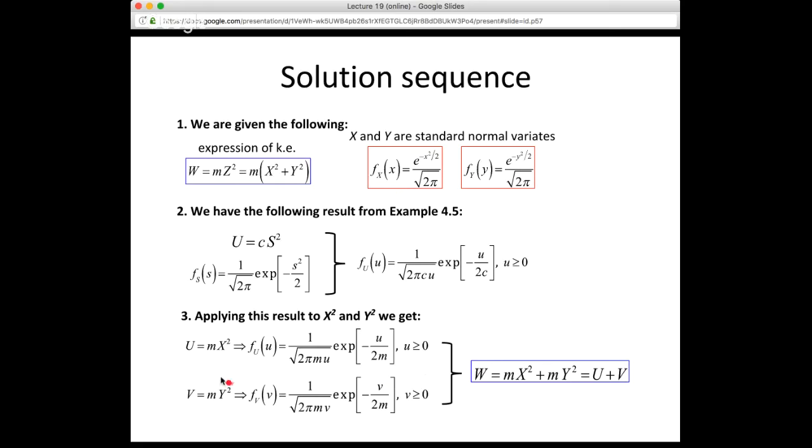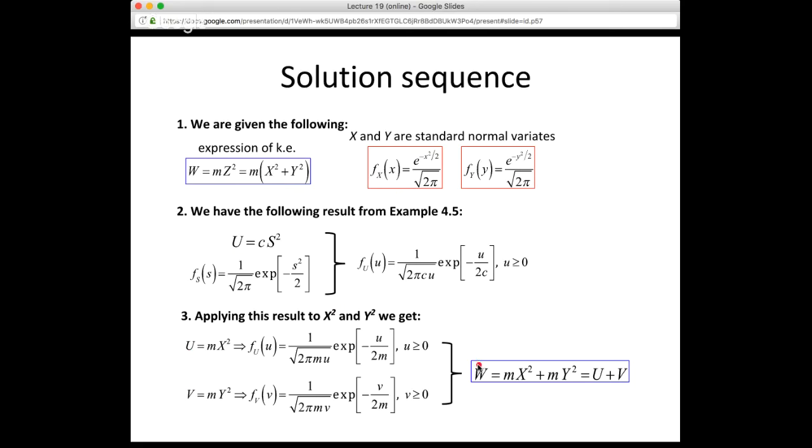And likewise, if we defined v as equal to my squared, so it's the second term in our kinetic energy expression, we know immediately that the PDF for v is just going to be equal to the chi-square distribution with that c replaced with an m, because you can see m here is replacing the c. And so we have derived PDFs right from the get-go for essentially mx squared and my squared, which I'm calling u and v.